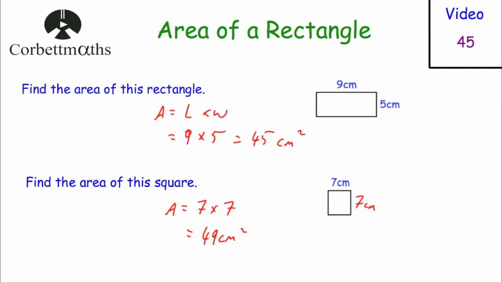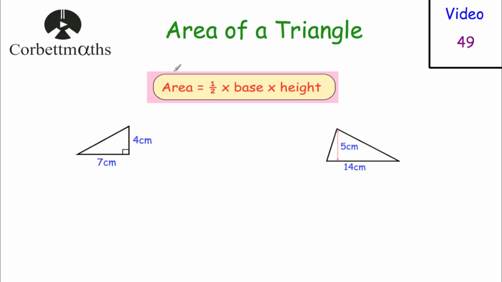Okay, our next topic is finding the area of a triangle. And this is the part of the Corbettmaths revision card that tells us the area of a triangle. So the area of a triangle is half the base times the height. Now we can do this in two different ways. We can either half the base and then multiply by the height, or we can times the base and the height first of all and then divide by 2, or then half it. So here we've got a triangle and it's got a base of 7 centimetres and a height of 4 centimetres.